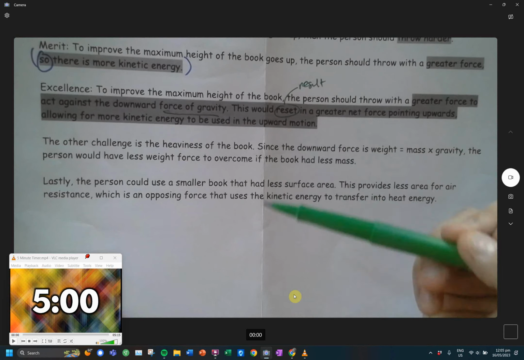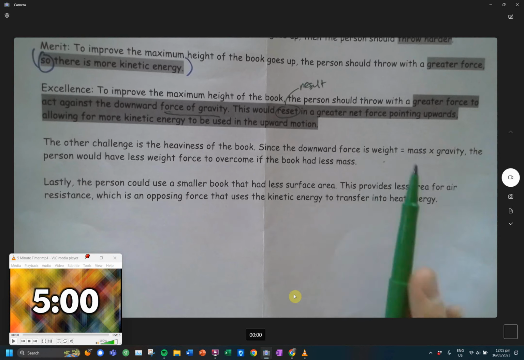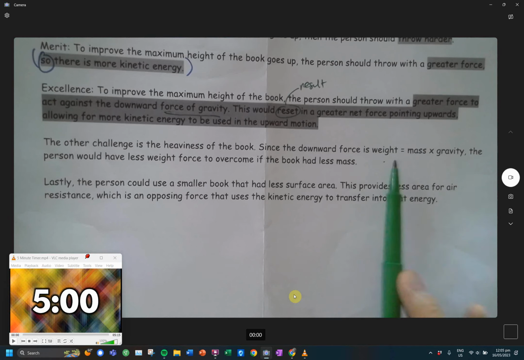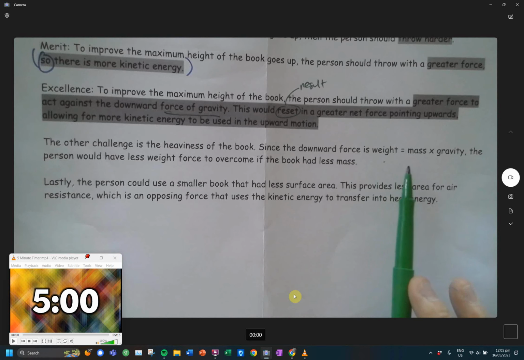The other thing that we can talk about then are the challenges. So one of the challenges you could have in this experiment is how heavy the book is. It's harder to toss a heavy book, and that's because there's more weight force going down that's opposing you. So weight is the mass of the book times the gravity of it. So that's one reason why you'd have a challenge there. And if I want to overcome that challenge, I would use a lighter book.